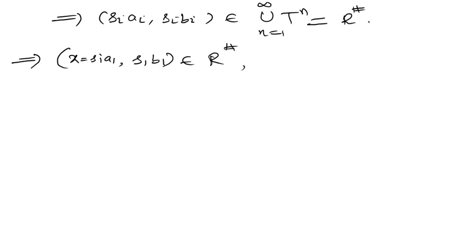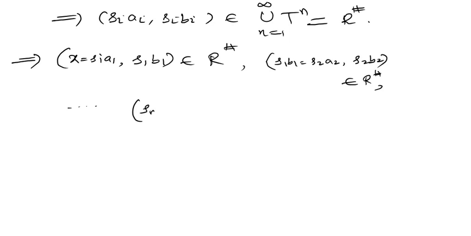The next pair is S2 A2, but what is S2 A2? It's actually S1 B1. So S1 B1 is equal to S2 A2. This pair S2 B2 is also in R sharp. And you can continue this process.